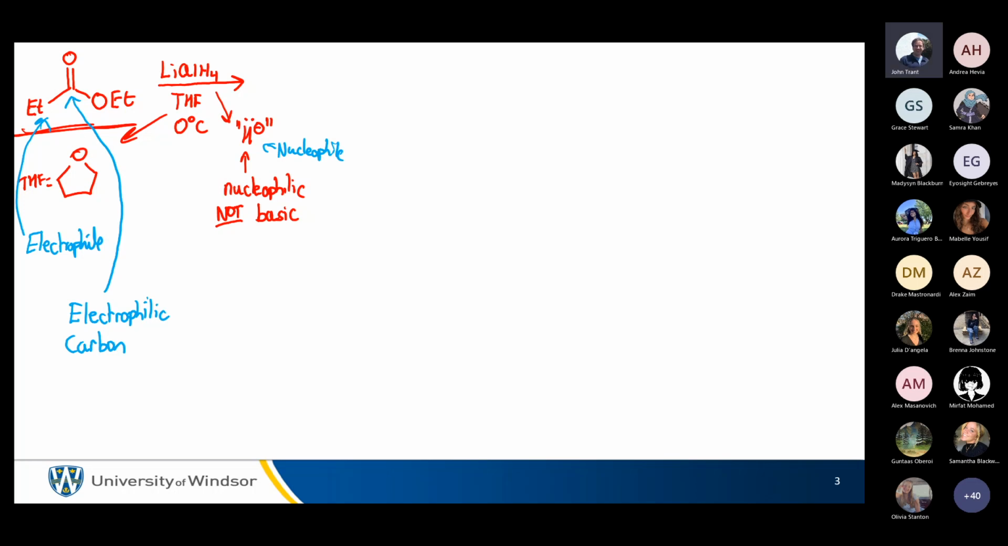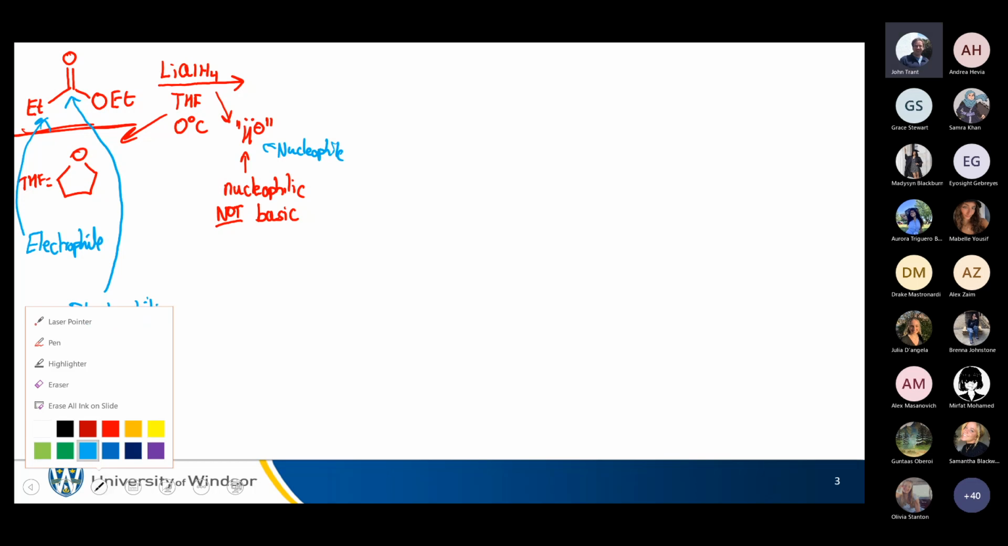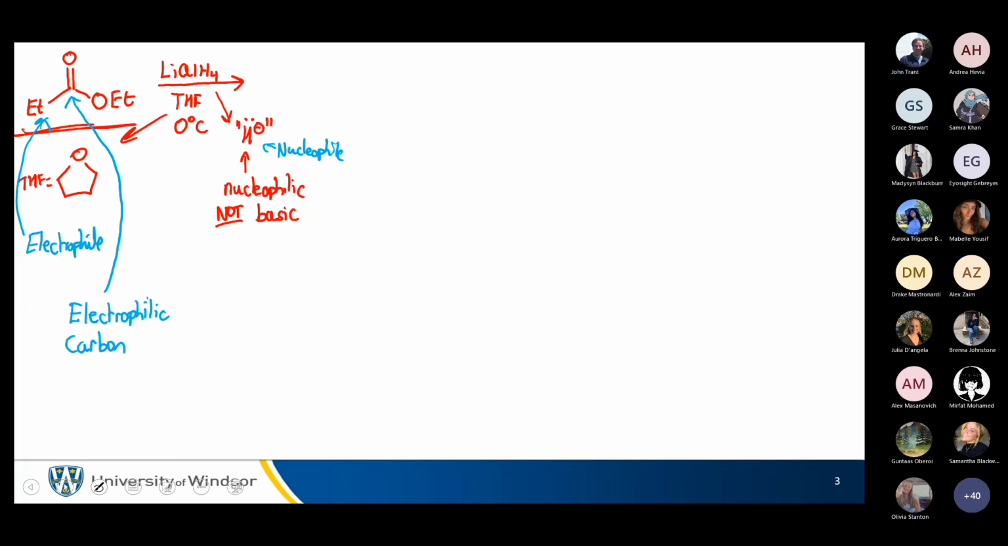So if we have this happening, the arrows that we should draw are from the electrons on the nucleophile to the electrophilic carbon, and then we're going to break the carbon-oxygen double bond onto the oxygen. Why are we doing that? Because if we don't do that, that carbon's making 5 bonds.